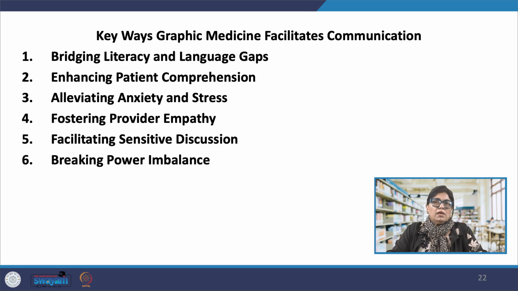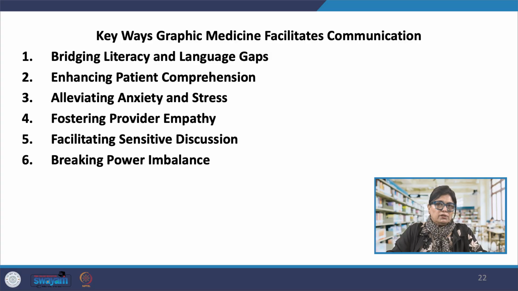Illustrated stories can communicate vital health information to populations with low health literacy or those who speak different languages, as visual cues provide context that text alone cannot. Enhancing patient comprehension. Visual aids like image based communication strips simplify complex instructions such as treatment regimens or pre procedural details, which can improve patient recall by up to 50%.